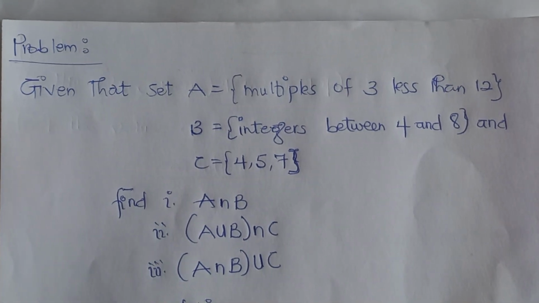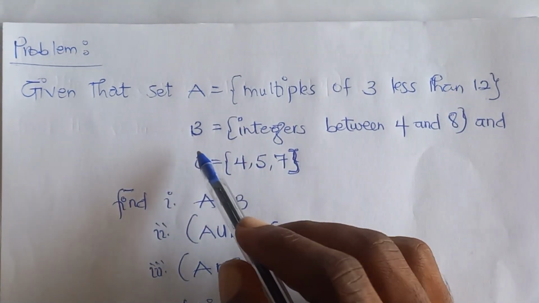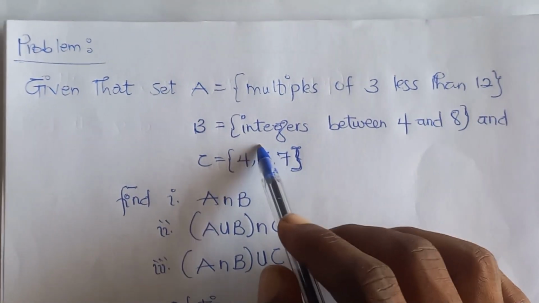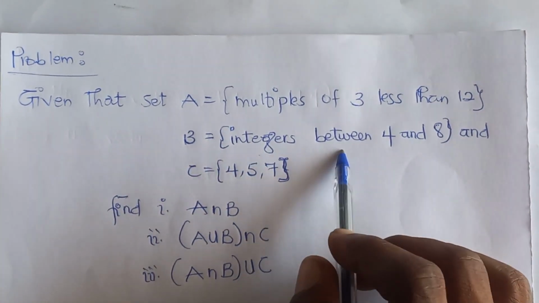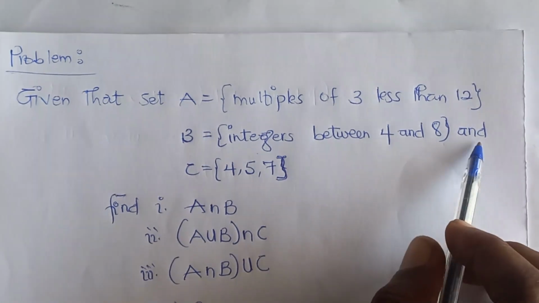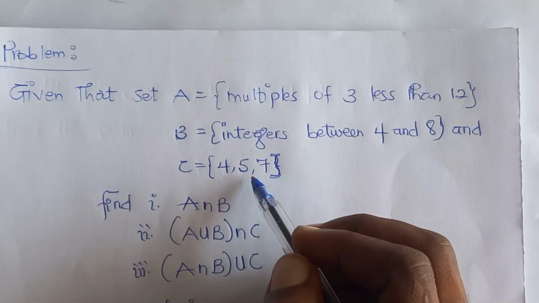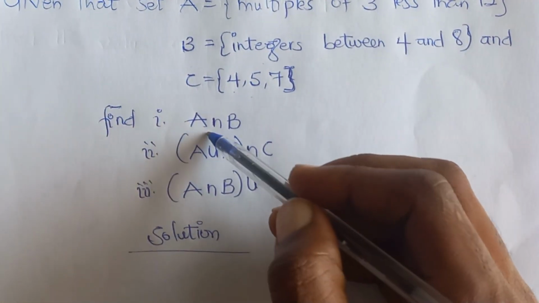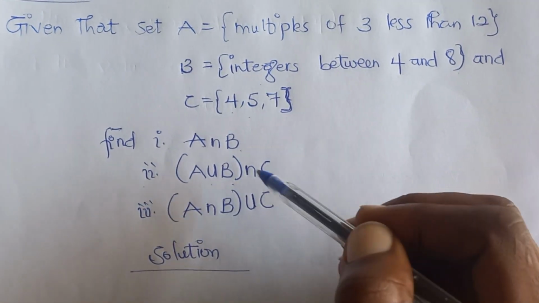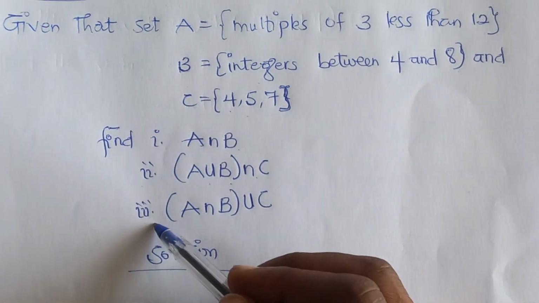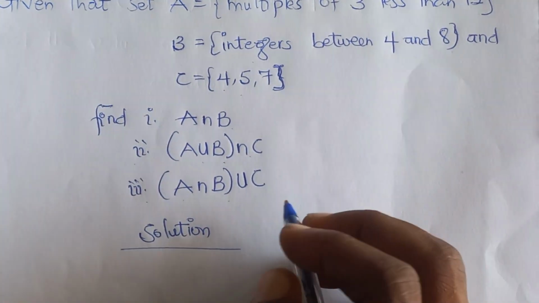Given that set A is equal to multiples of 3 less than 12, set B is the integers between 4 and 8, and C is the set of 4, 5, and 7. Then we have to find (i) A intersection B, (ii) A union B intersection C, (iii) A intersection B union C. Okay, so let's start.